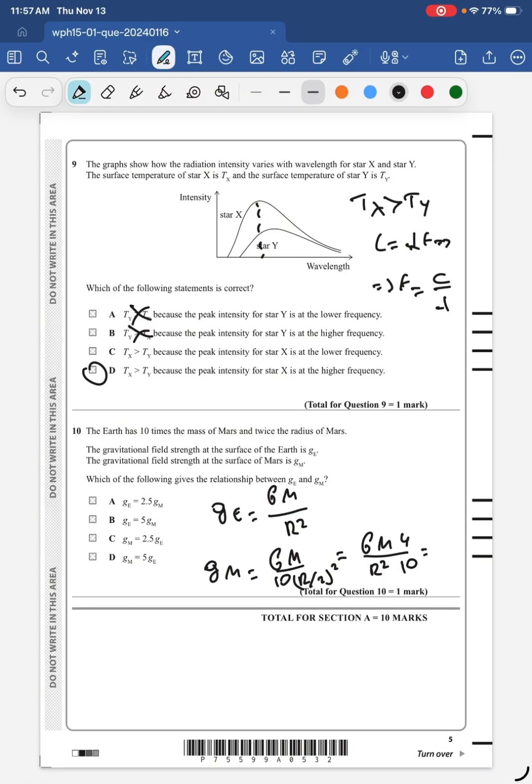So this part over here is G for Earth, right? And 4 over 10 is simply 0.4, right? So the answer is, wait, so this is 0.4 Ge, but we have to solve for Ge, so Ge is 10 over 4 Gm, which is 5 over 2, which is 2.5 Gm, so the answer is A.